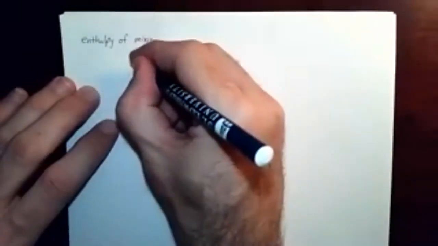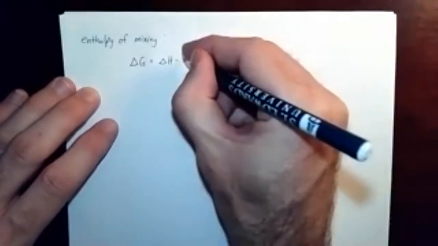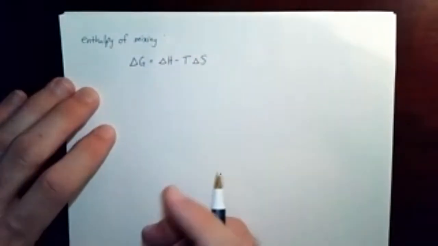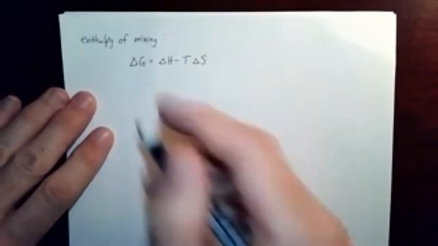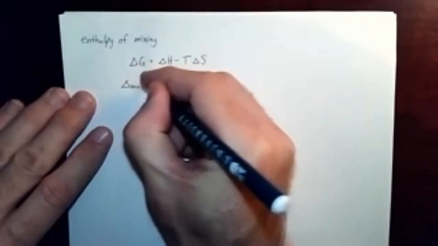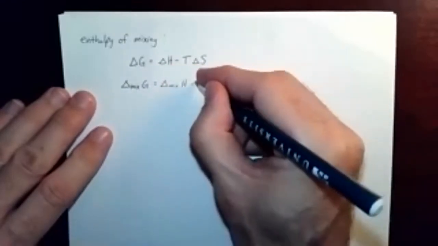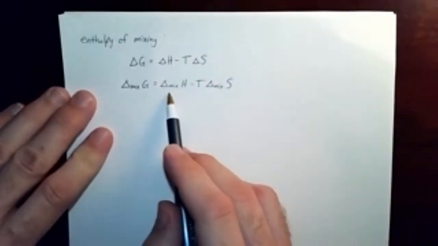Okay, so that was the entropy of mixing. Now let's talk about the enthalpy of mixing. I'm going to start with this equation for delta G, which we saw a long time ago when we first looked at delta G. It's equal to delta H minus T delta S. And I'm going to say that each of these deltas is a mixing delta, okay? So I'm mixing two gases together. And now let me solve this for delta H.